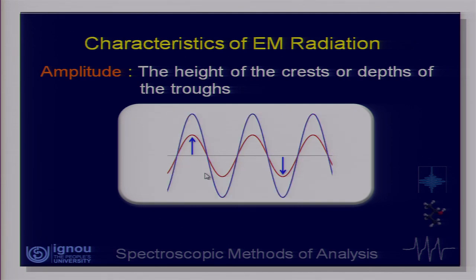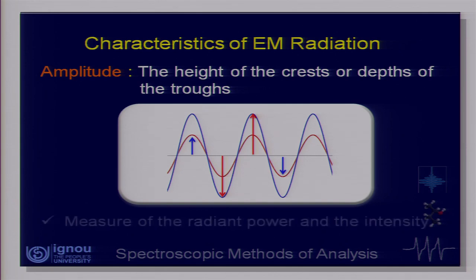If you take a different wave, we can see that the amplitude becomes different, it is larger now. For the second wave, in blue, the amplitude happens to be more. Now, this amplitude of the EM radiation, or any wave for that matter, happens to be a measure of the radiant power and intensity of the radiation.